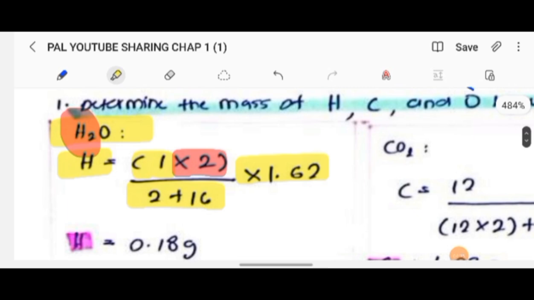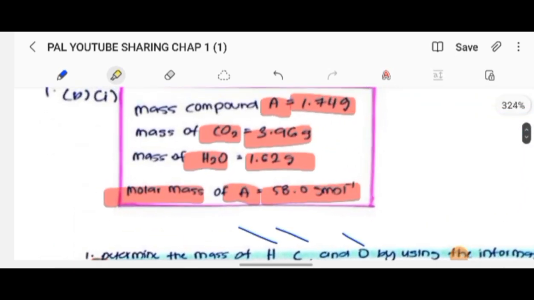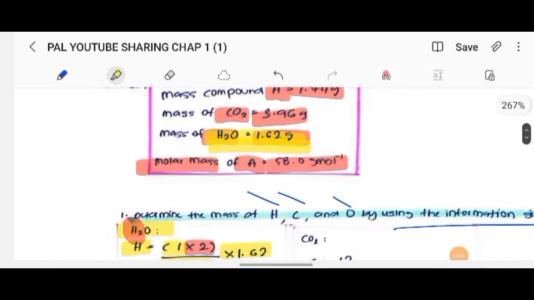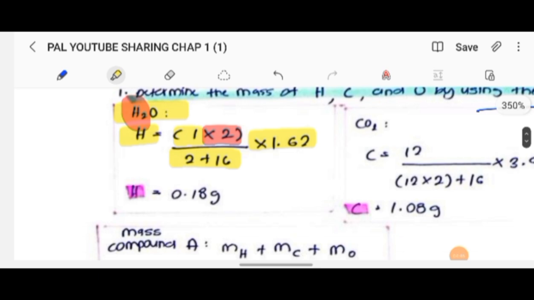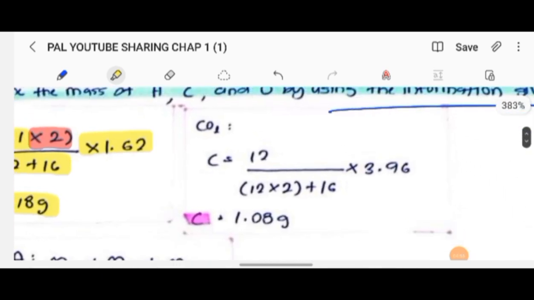Why times 1.62? Because 1.62 is the total mass of water. When we do the calculation, we will get H equals 0.18 gram. Second, we will do the same for carbon dioxide.